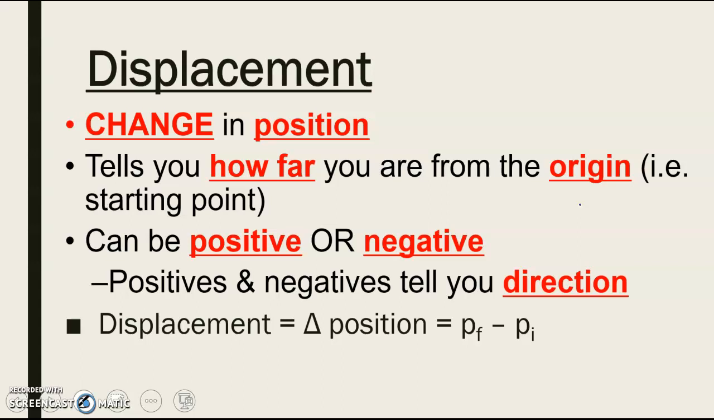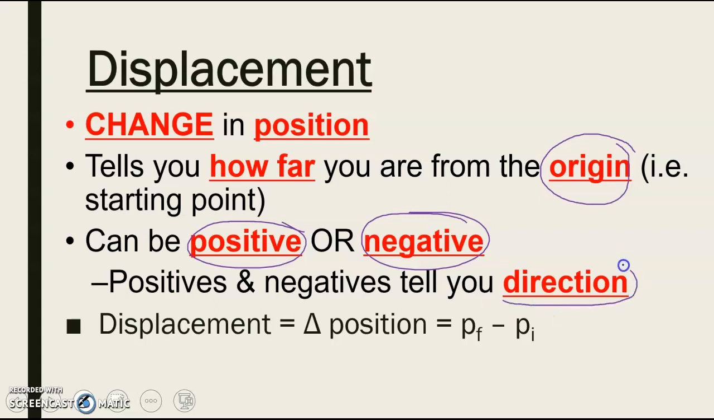On the other hand, displacement is your change in position. It tells exactly how far you are from the origin. So at this point, you know exactly how far away you are from the origin. Displacement can be positive or negative. The positive and negatives tell you the direction. So with displacement, you do know the direction that the object has moved.